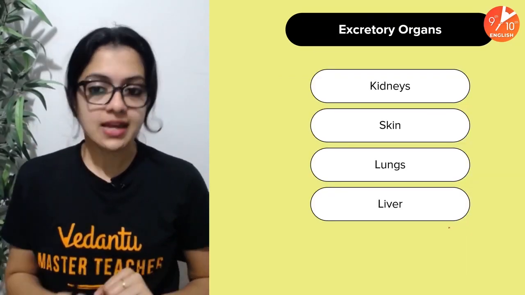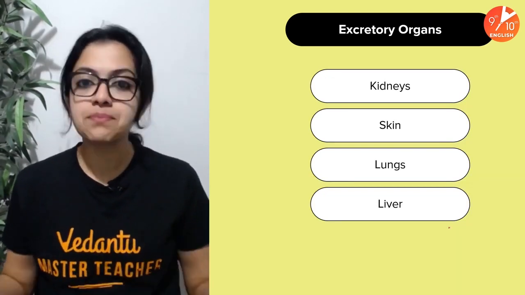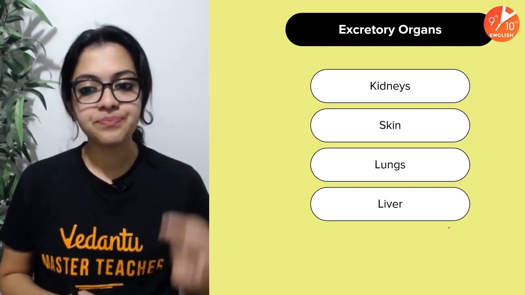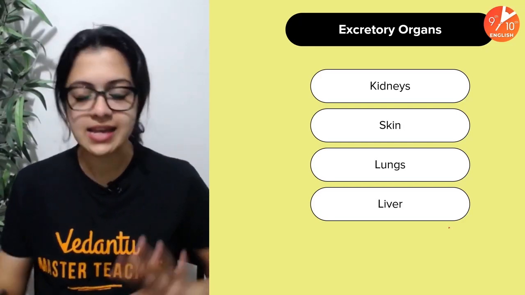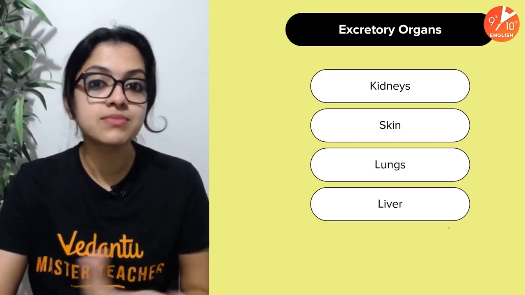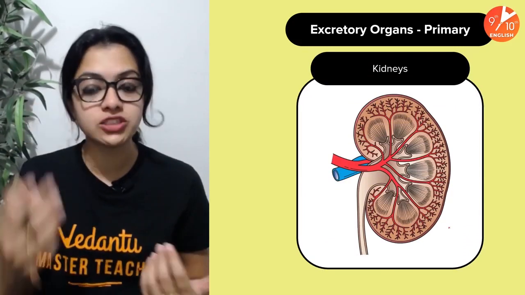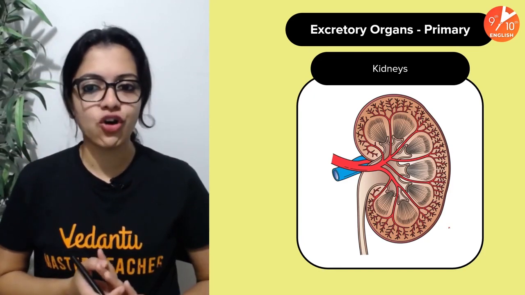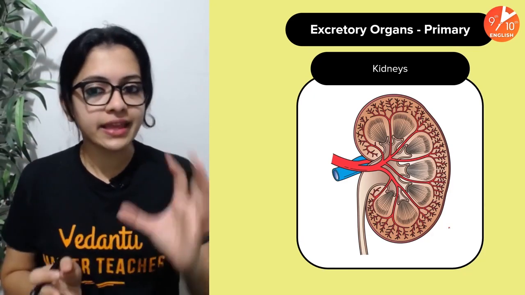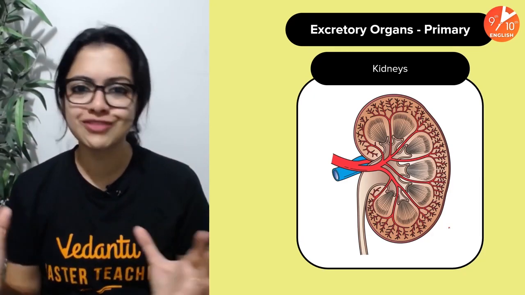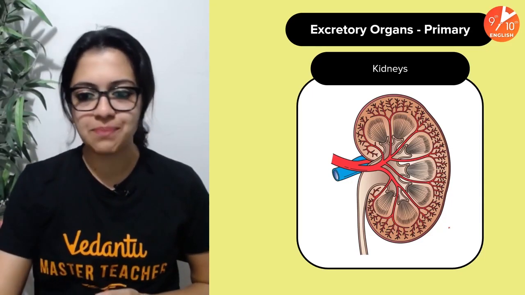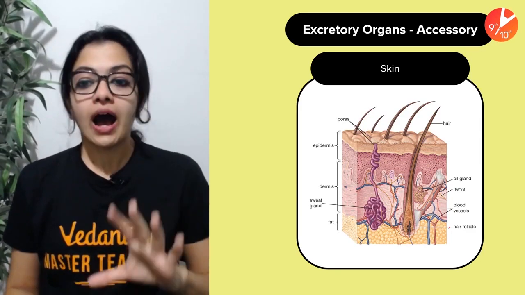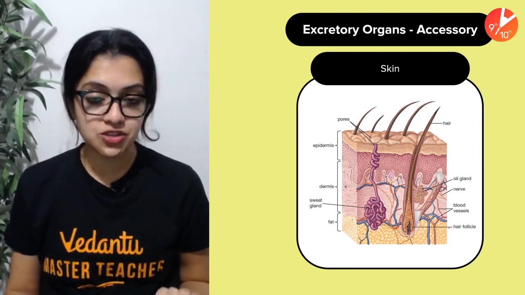The major excretory organs of the body are the kidneys, skin, lungs, and the liver. We have seen what each of them excretes or releases. The primary excretory organs are the kidneys, and they form a huge majority of this chapter. The kidneys are found in the abdominal cavity. And then what about the accessory excretory organs?